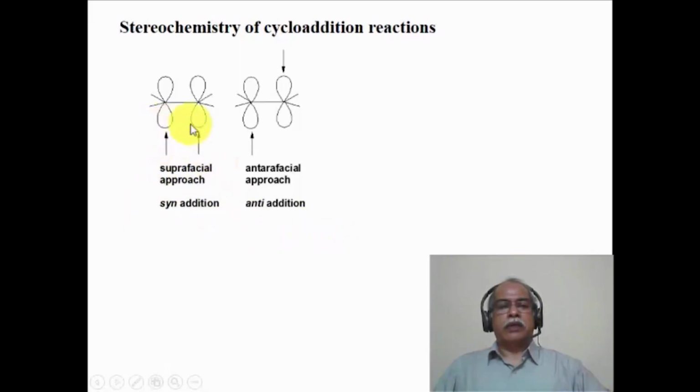In other words, the 2 components are adding to the lobes of the pi system from the same side of the pi system. If you consider the planar pi system, the top face and bottom face can be distinguished. If both the components are adding from the same side of the lobes of the pi electron system, then it is called suprafacial. On the other hand, if one of them is approaching from the bottom, the other one is approaching from the top, then it would be an antifacial kind of cycloaddition reaction. We will see some examples of what is a suprafacial addition and what is an antifacial addition in a few minutes.